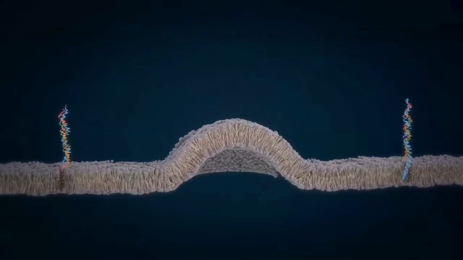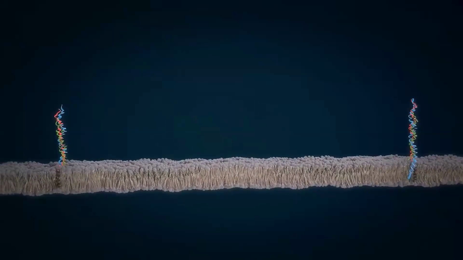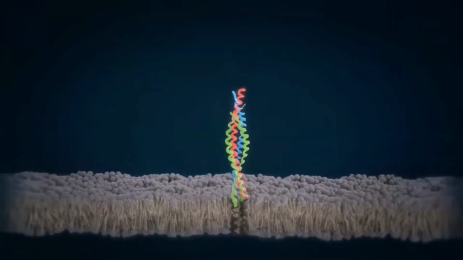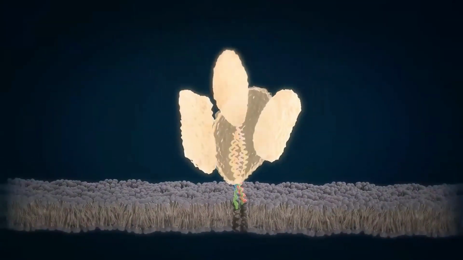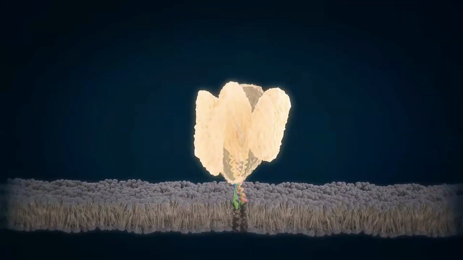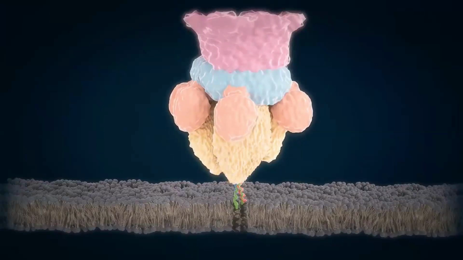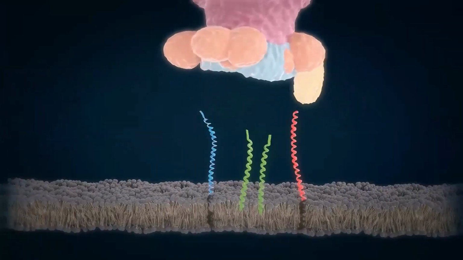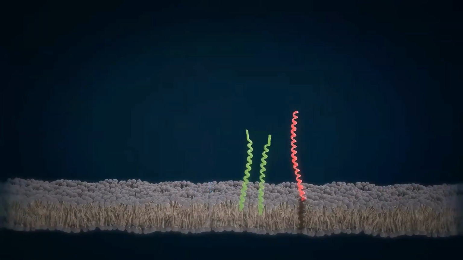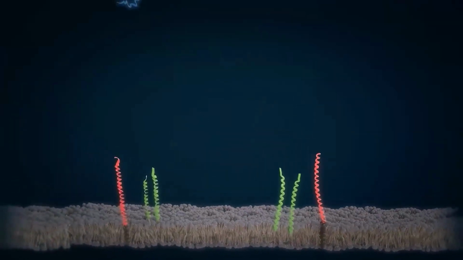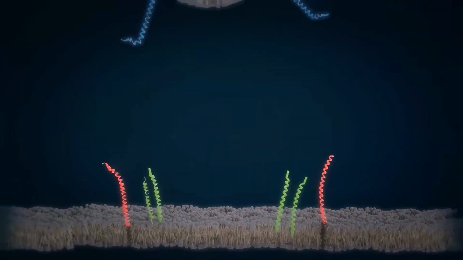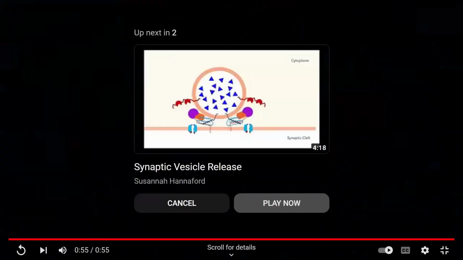Now you see the NSF and alpha-SNAP come in and essentially take them off. This is your NSF and alpha-SNAP; the bottom one is alpha-SNAP, the top one is NSF, and with the help of ATP, they are separated out, and now essentially they will just go back to be recycled.